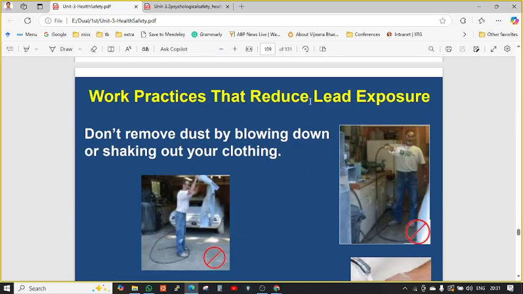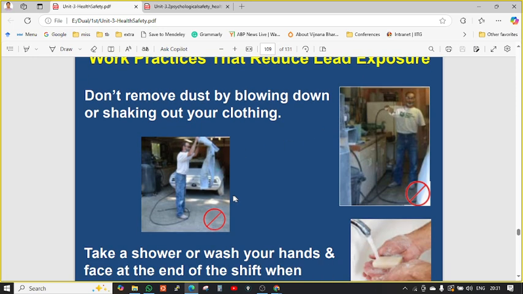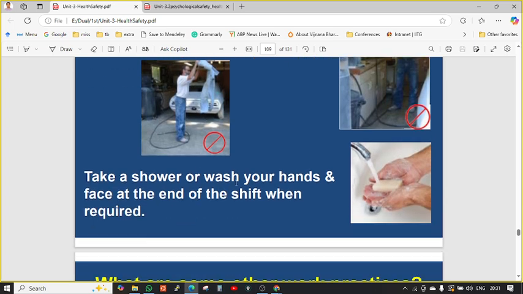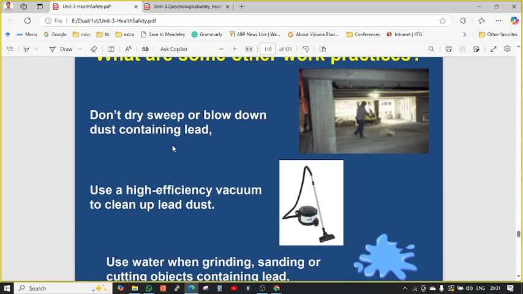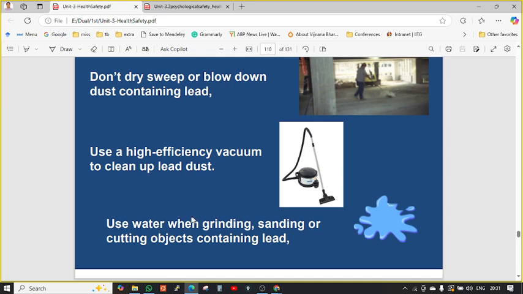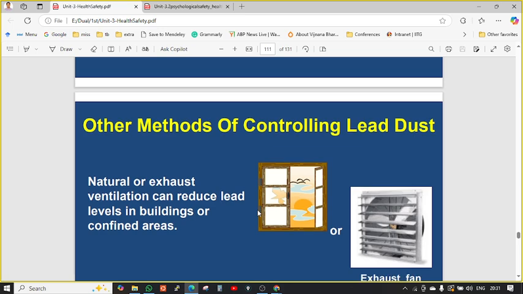Work practices that reduce risk of exposure: mostly, do not remove dust by blowing or shaking your clothes. Take a shower, wash hands and face, all these things when required. What are some other ways to practice? Do not sweep or blow any dust containing lead, such as when grinding or sanding material that also contains lead. So avoid whatever is contaminated with lead.